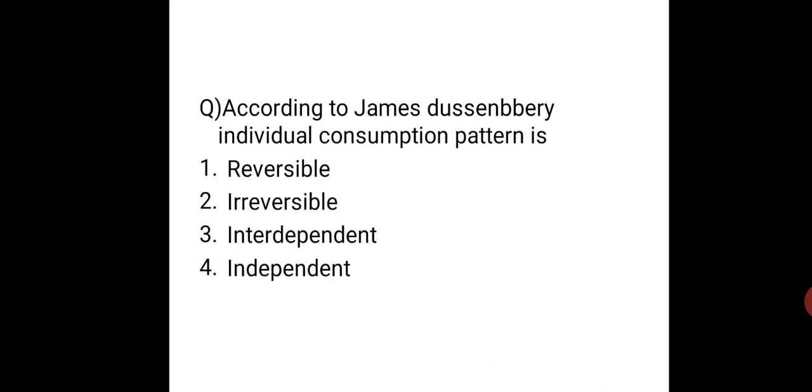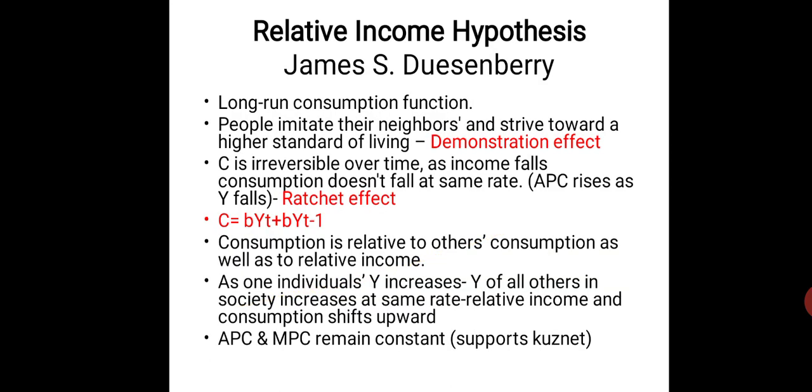Going back to the question, which is correct? Is it reversible? No, consumption function is not reversible, it is irreversible. We cannot cut down our consumption as our income reduces. So option 2 is answer. Whether it is independent or interdependent, it is interdependent. Whenever we feel there is a need, we will always compare it with the income of our neighbors. It is a relative income that we always consider. So the answer is 2 and 3. The consumption under James Duesenberry's relative income hypothesis is irreversible and interdependent. Right, the option is 3, that is 2 and 3.